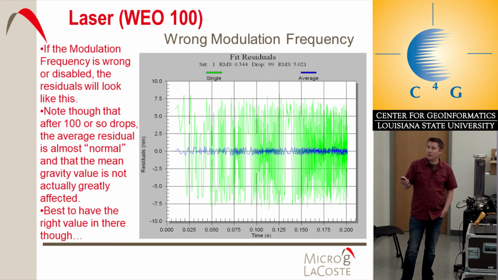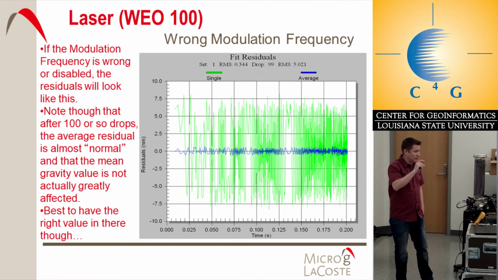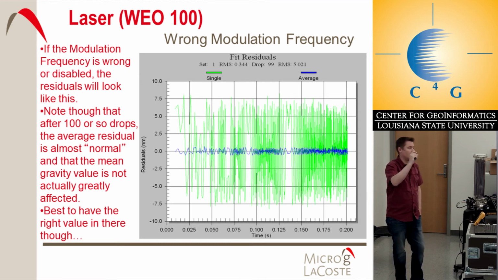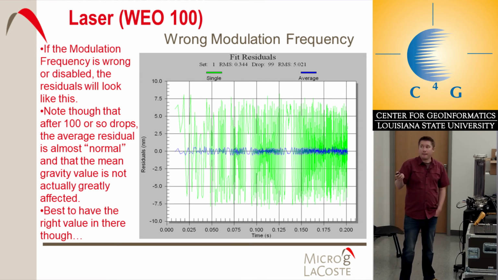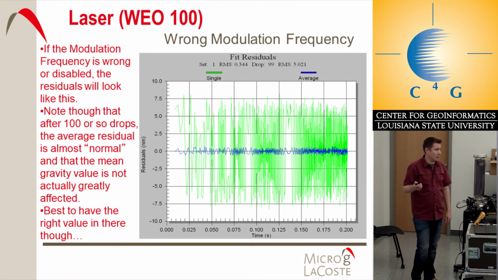ML1, same thing, we'll probably skip this. I showed you that modulation frequency underneath the 1Fs that gets set at Micro-g. All the new lasers have the same modulation frequency. There's a batch of older lasers that had a different one. So if you copy a project over from somebody else, or somehow your project gets corrupt, and you don't have the right modulation frequency, you'll see huge high frequency residuals.